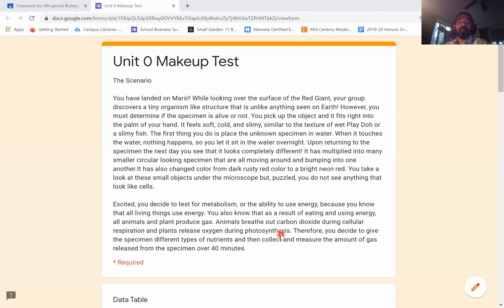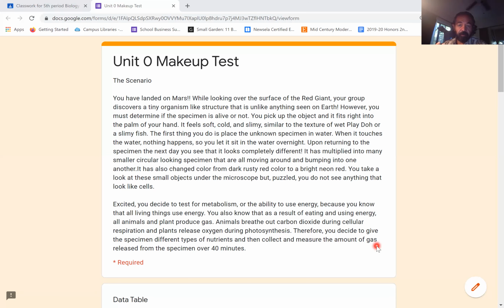And we learned about this during our first assignment in this class, about how CO2 production is slowing down because of coronavirus. All right, so therefore you decide to give the specimen different types of nutrients. Oh, look at that, different types of nutrients. So here you're creating a test. You're providing different types of nutrients. And remember, the variable that we always make different is the independent variable.